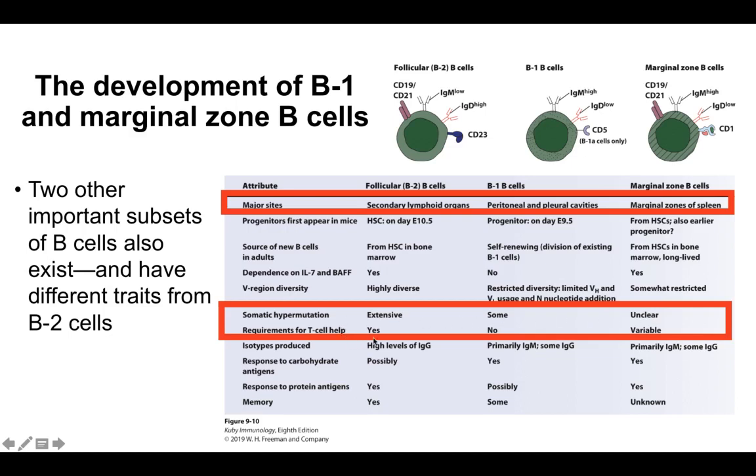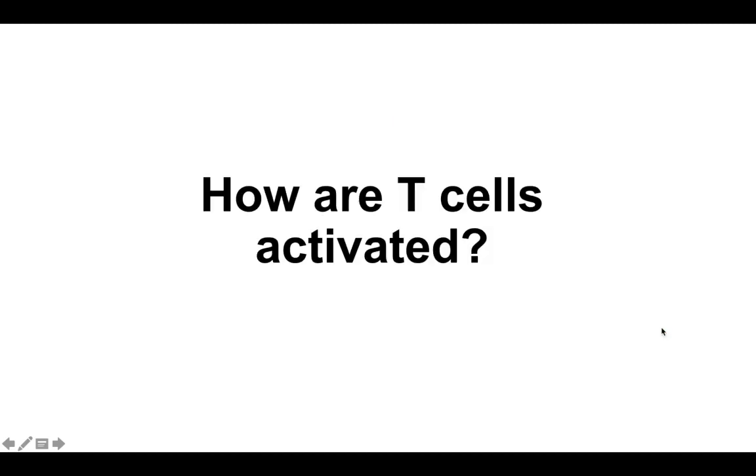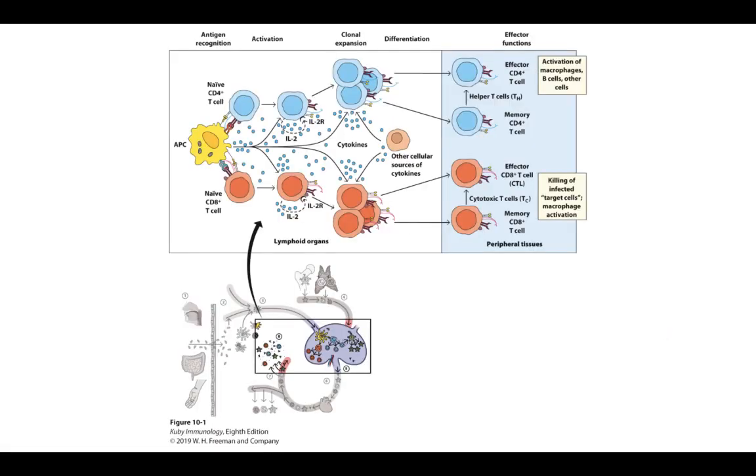And the follicular B cells need T cell help, whereas the others need very little or no T cell help. How are T cells activated? T cells are activated when they are presented antigen to their T cell receptor. If it's a naive CD4 positive T cell and it's presented antigen in MHC class II to its T cell receptor, it will be activated through that signal along with co-stimulation.